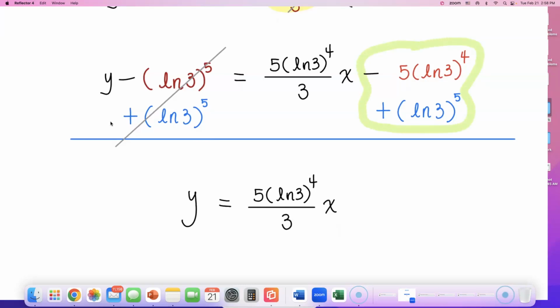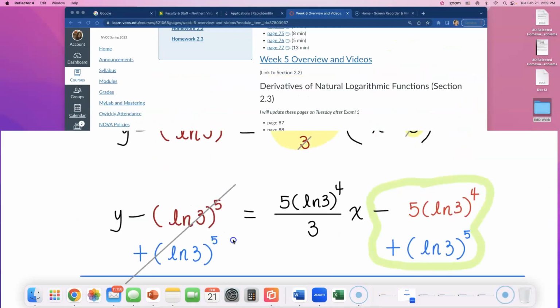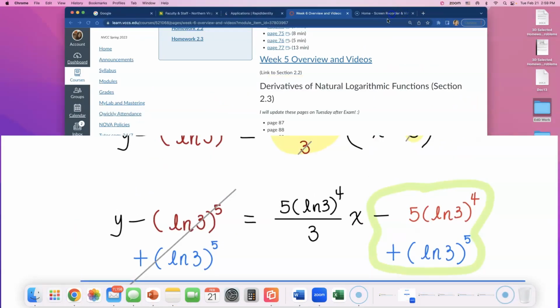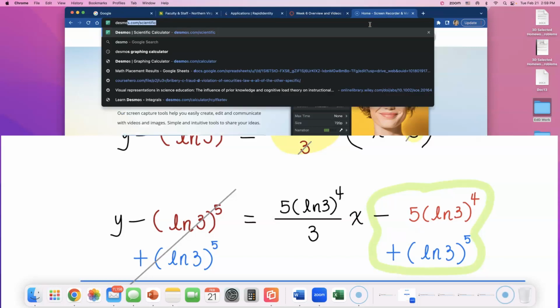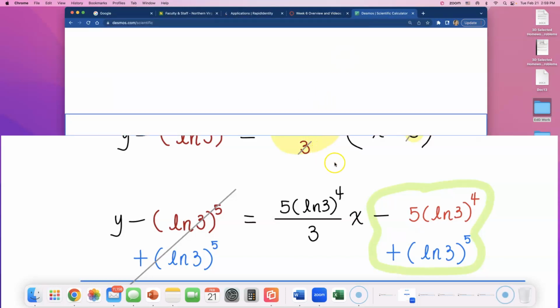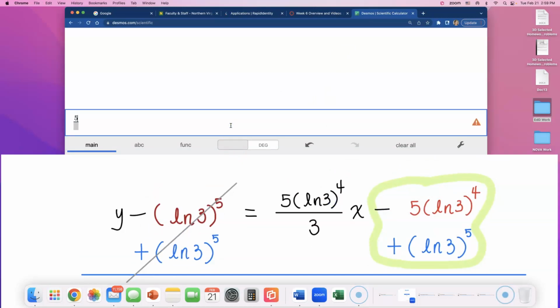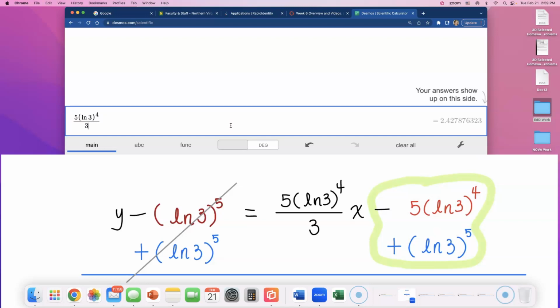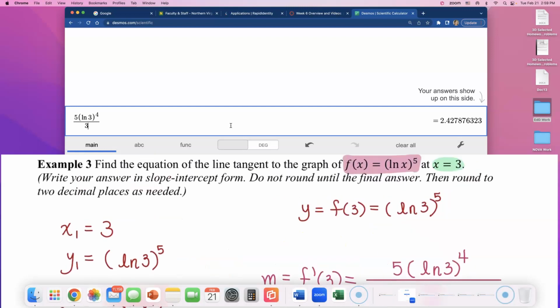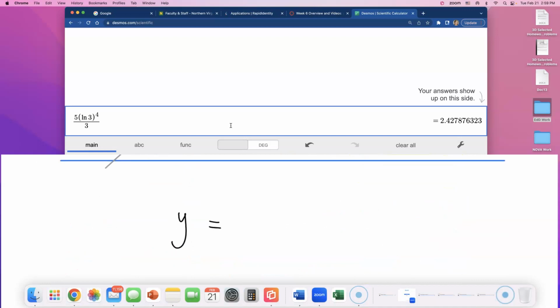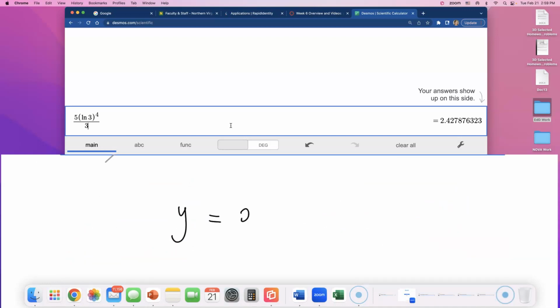In fact, you know what? Let me go ahead and type this slope into the calculator and figure out what the decimal is now, okay? All right, about time, because they said do not round until you are done with everything. So we're done with everything. I'm going to type these into a calculator. Okay, so what's the slope? We have 5 times natural log of 3 raised to the 4th power on top and 3 in the denominator. So the slope rounded to 2 decimal places, yeah, that's what they wanted, is 2.43x.